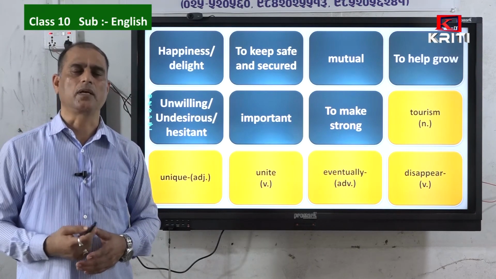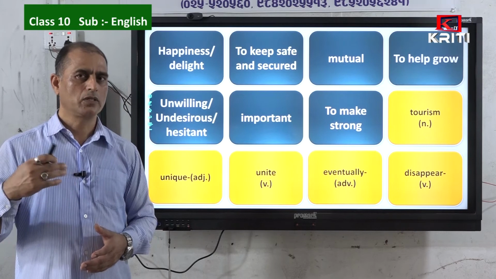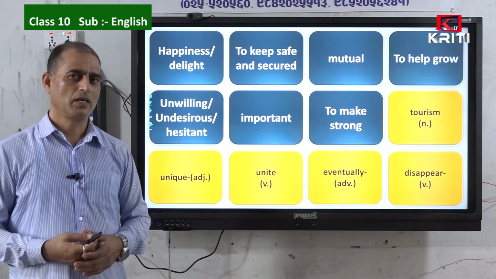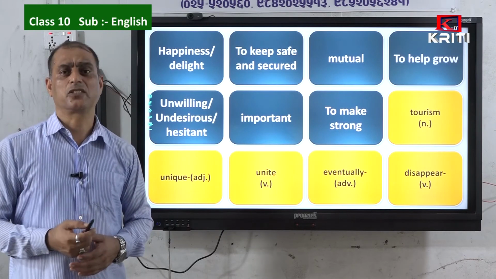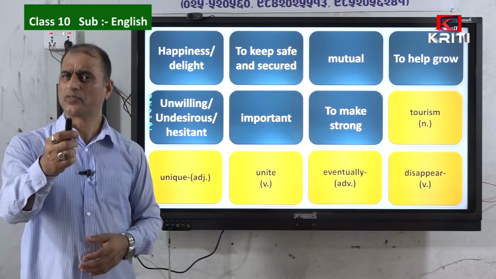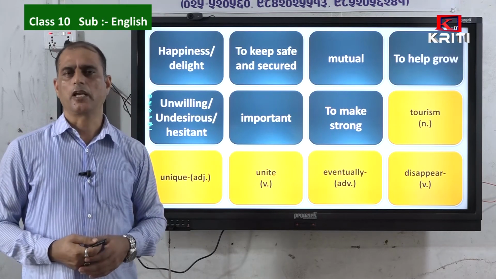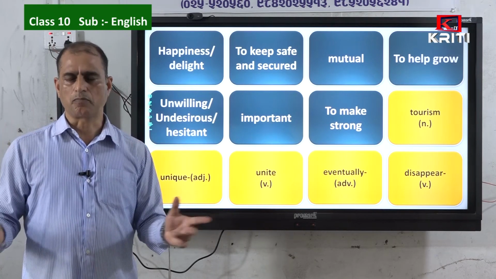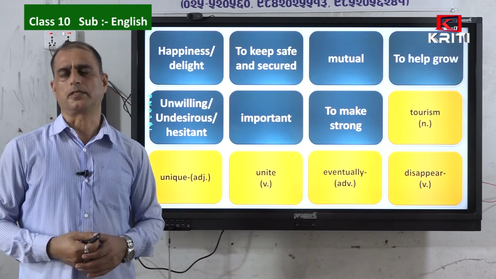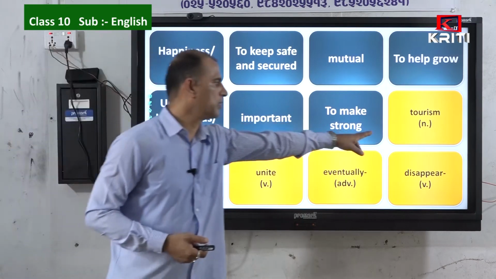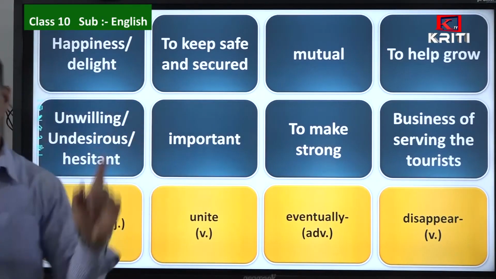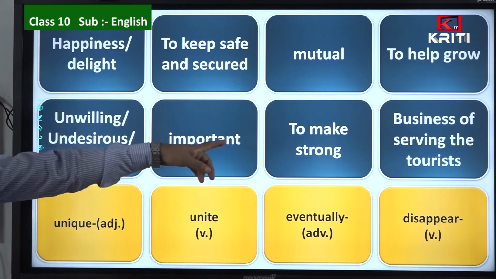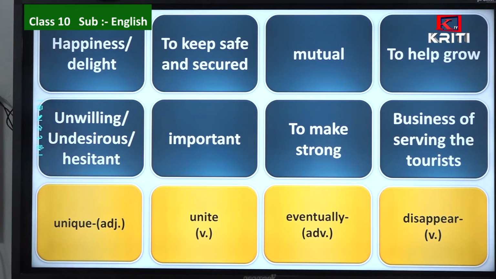But what does tourism mean? Tourist is a noun, and tourism is also a noun. Tourism is a business. Simply said, it is an industry, a form of business in which services are provided to the visitors. Tourism means a business in which different services related to tourism are provided to the tourists. That is tourism.